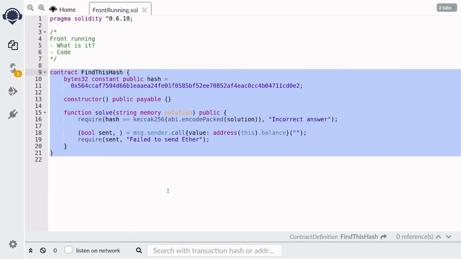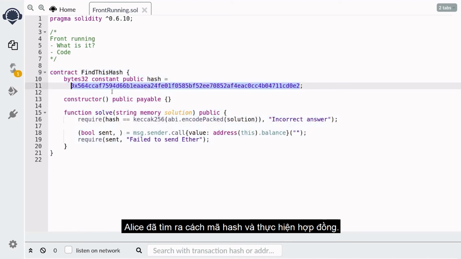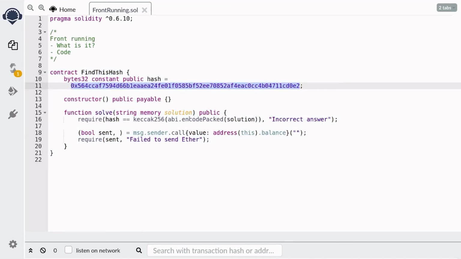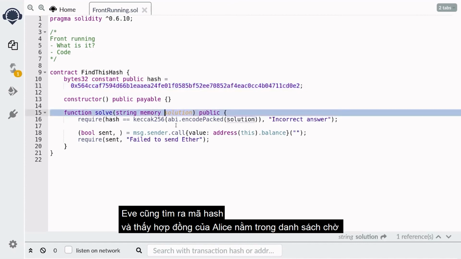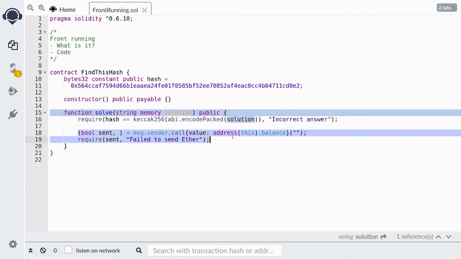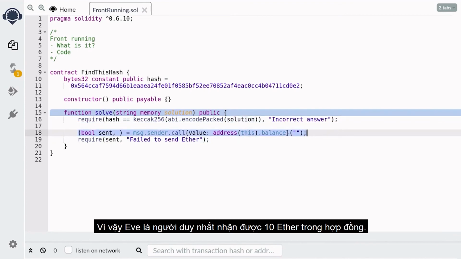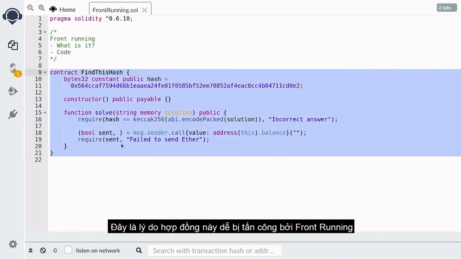How's that so? Well, let's imagine that Alice finds a string that hashes to this hash over here, and she sends a transaction. Now Eve sees the solution inside the transaction pool and Eve also sends her transaction with higher gas price. Eve gets her transaction mined before Alice, and she is the one that is rewarded with the ether stored in this contract. So by the time Alice's transaction is executed in this contract, there will be 0 ethers in this contract. And that is how this contract is vulnerable to front running.